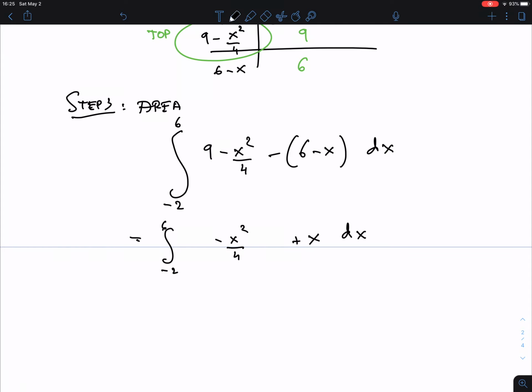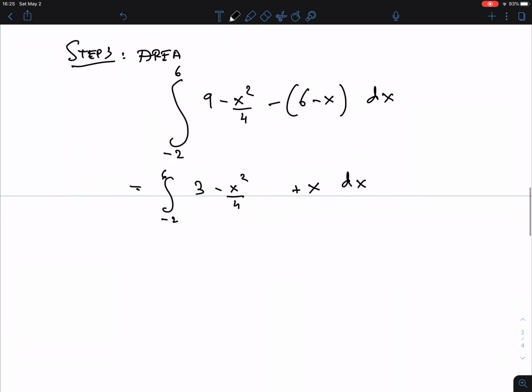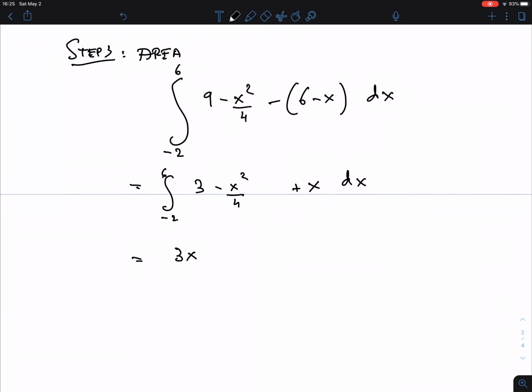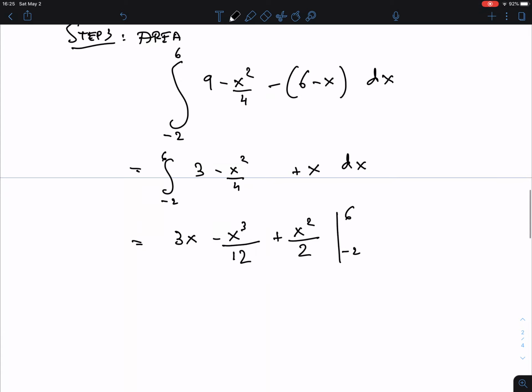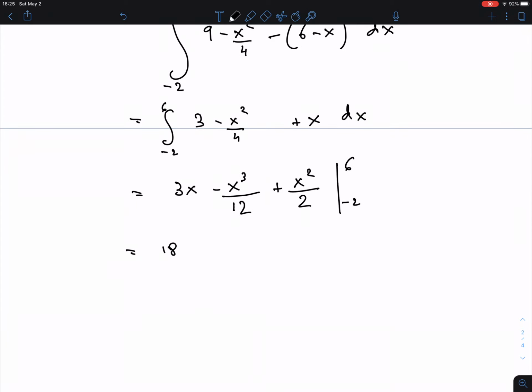Okay, so we get a 3 here. And now I enter derive. That is 3x minus x cubed divided by 3, but I have also the 4, so actually the whole thing is divided by 12, plus x squared over 2. Okay? And that is between negative 2 and 6. So now we can plug this in. That is 18 minus, well, that's a big number.